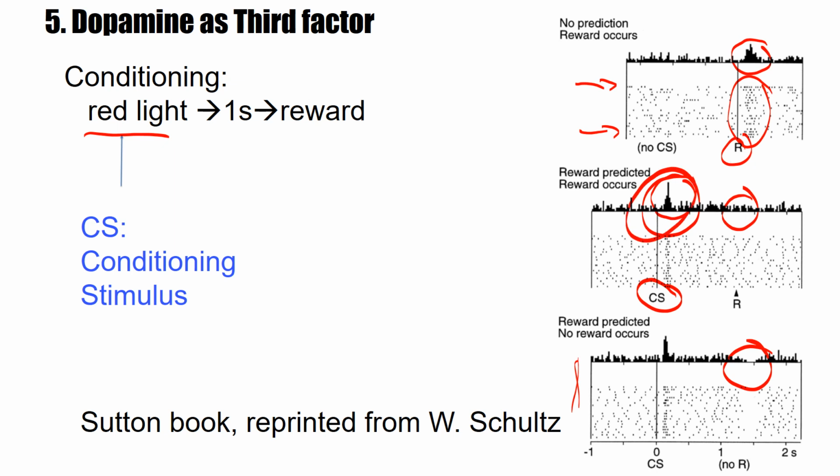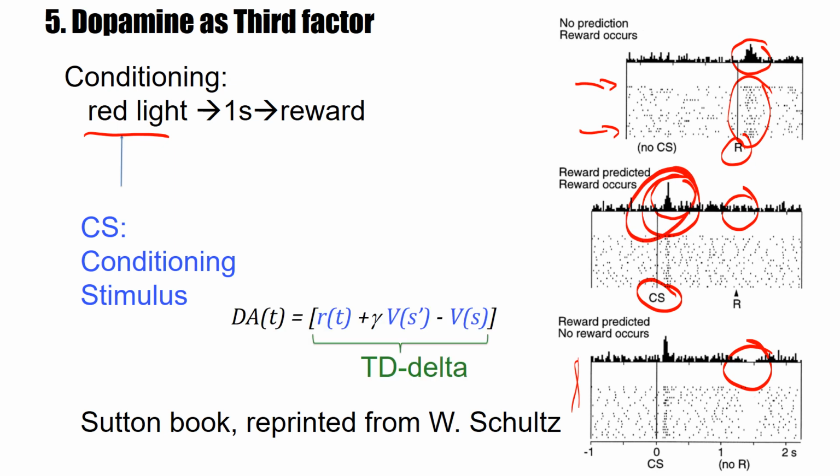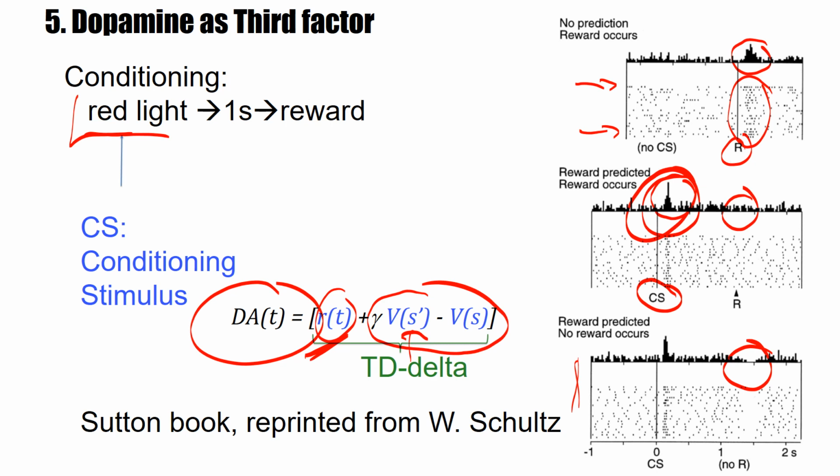Now, how can we explain the peak here? Well, remember that a TD error has a reward component, but there's no reward here. But then it also has value components. And the red light in my schematic explanation represents a state S prime that was not expected. It's not controlled by the animal. Suddenly the red light goes on. But the animal has learned that this state S prime is related to a value. And so even though the actual reward is 0, there's a positive dopamine signal. So we can say dopamine acts as the third factor, and it represents something like the TD delta error.